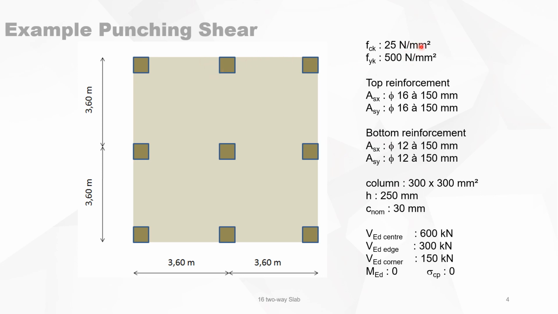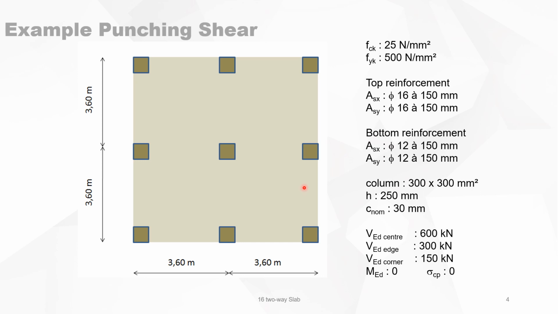the slab is 25 Newton per square millimeter. The top reinforcement in the X direction, the horizontal direction, is diameter 16 at 15 centimeter center. The same for the top reinforcement in the Y direction. The bottom reinforcement is diameter 12 at 150 millimeter center. The columns have a size of 30 by 30 centimeters. The total depth of the slab is 250 millimeters with a concrete cover of 30 millimeters.